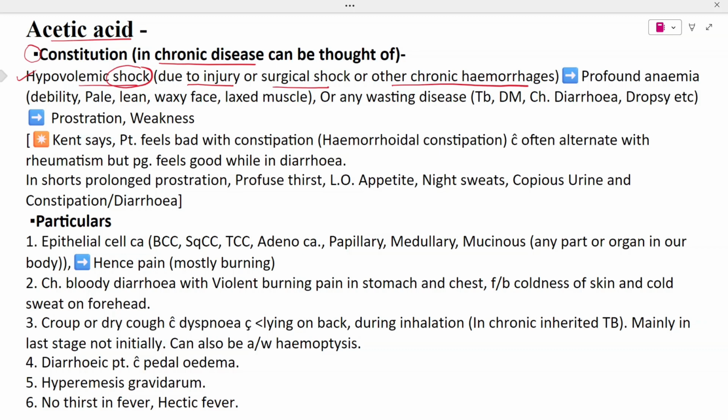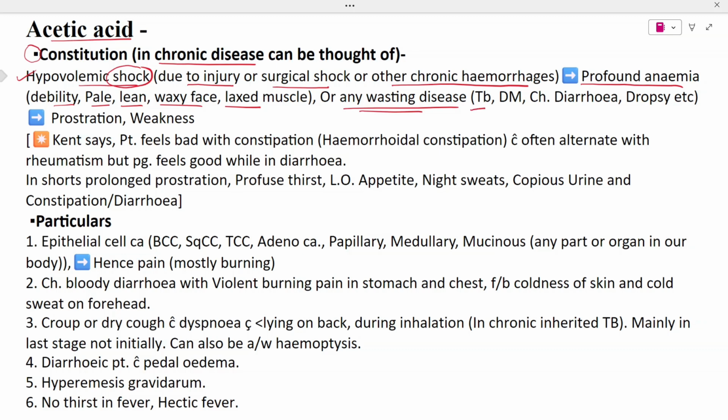So there is a huge amount of bleeding, resulting in profound anemia. So the features of anemia: debility, pale, body becomes lean and waxy face, muscles become very lax, and such symptoms of anemia. Or any wasting disease, the patient suffering from wasting disease for long, because of which profound anemia or profound sickness or emaciation prevails.